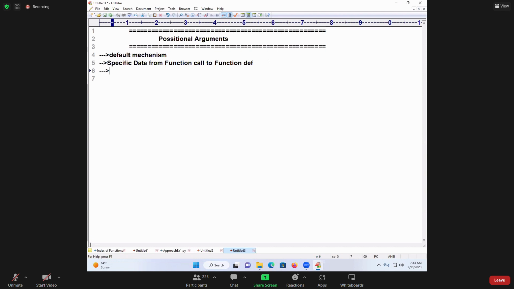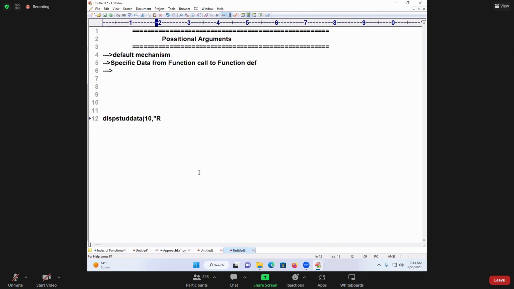It is used for which purpose? Passing specific data. For example, you see display student data: 10, RS, and 23.45. What is 10? Roll number. What is RS? Name. What is 23.45? Marks. Are they called specific data or not? Can I store them separately or all in one? Separately I can store. How do you pass this data? By using what arguments? Of course, by default it is positional.